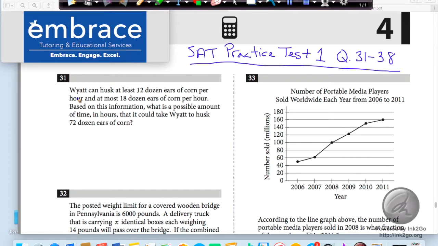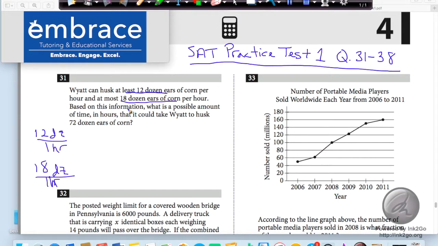Question 31 states, Wyatt can husk at least 12 dozen ears of corn per hour and at most 18 dozen ears of corn per hour. So here I see two different rates. 12 dozen ears of corn per hour. I'm going to symbolize dozen by DZ here, so this is 12 DZ per 1 hour. And I also see here that I have 18 dozen ears of corn, and this is also going to be per 1 hour.